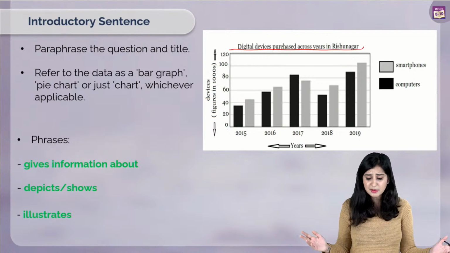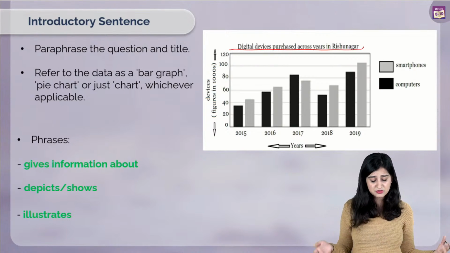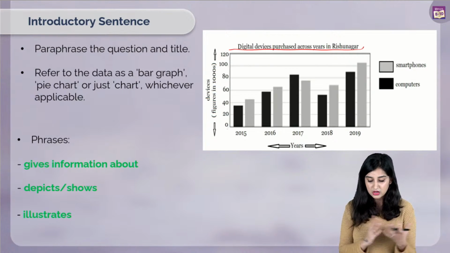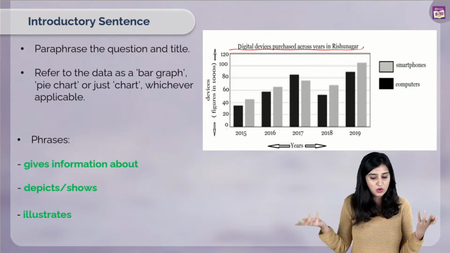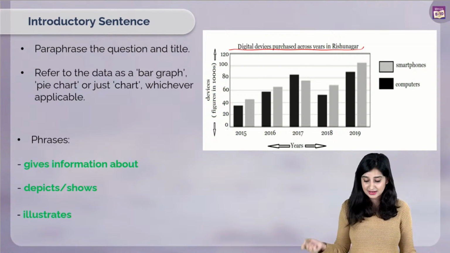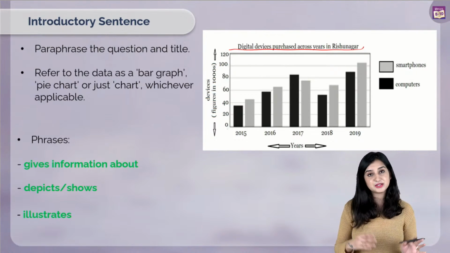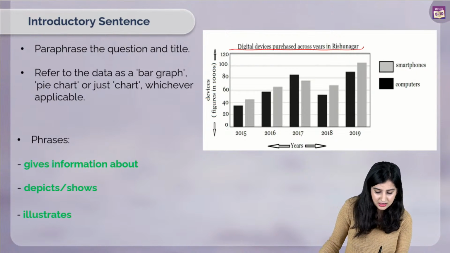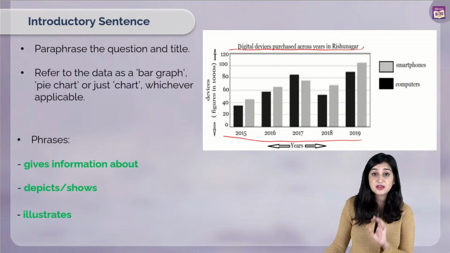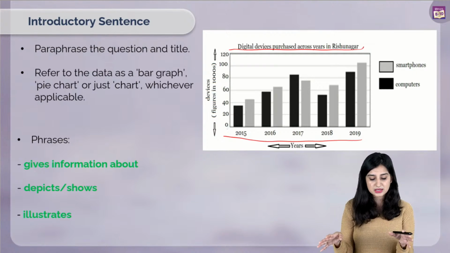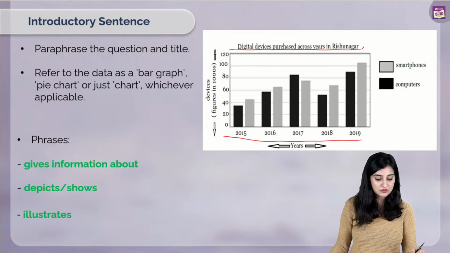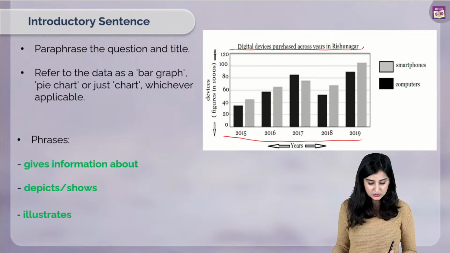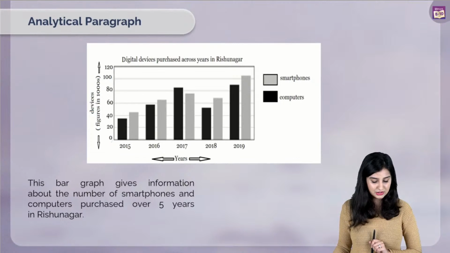So you can say this bar graph gives information about the number of smartphones and computers purchased over 5 years in Rishunagar. Or you can say this chart depicts or shows the sale of smartphones and computers from 2015 to 2019 in Rishunagar. So we said this in two different ways. We can say across 5 years, we can say from 2015 to 2019. We can use any of these phrases, that depends on you, however you want to word it. Okay, so let's go ahead and write an introduction.